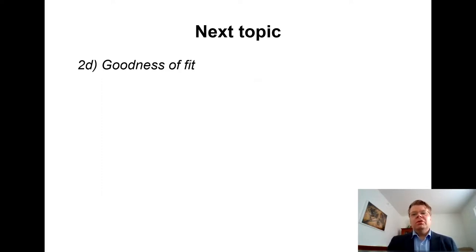So I have already referred to concepts like the R-squared statistic that measures the fit. So the topic of the next lesson is the R-squared statistic, and how we measure the goodness of fit.